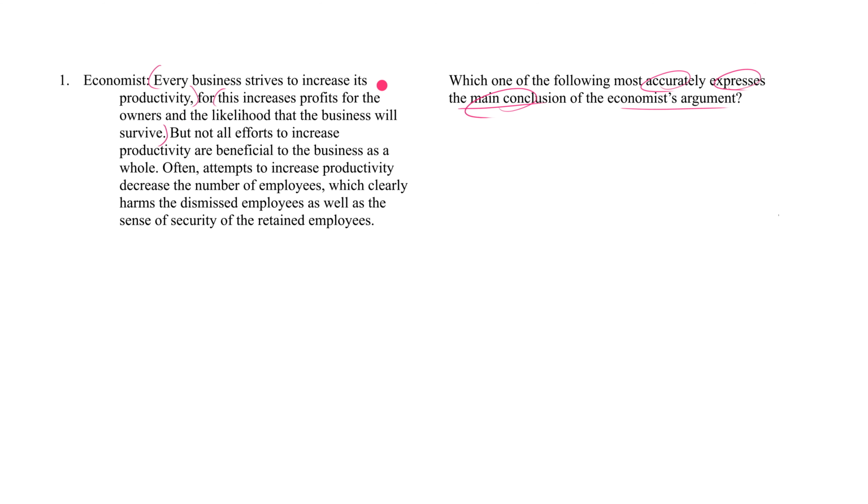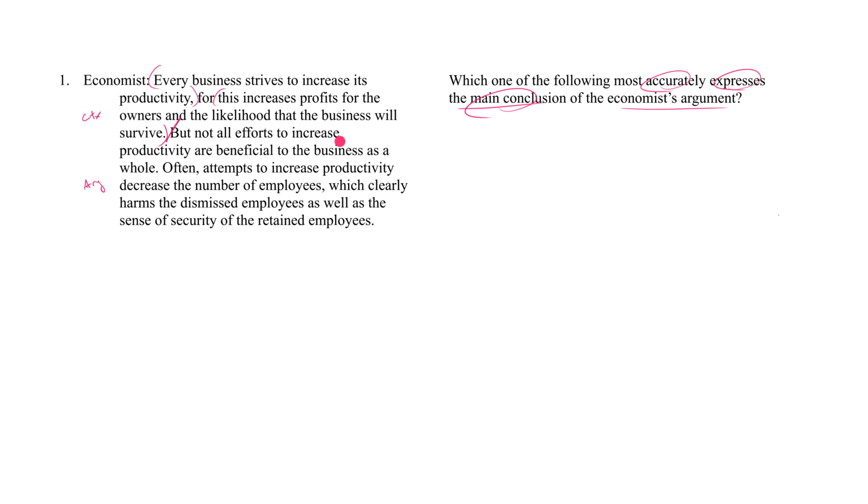Well, yeah, why is that? Why don't they just not increase productivity? Why bother being so busy? Well, the economist tells you why. It's because increasing productivity increases profits for owners and the likelihood that the business will survive. Okay, fine, but apply our rule of thumb. When you encounter the word but or however, just call everything above it context and everything below it argument and see if it works, right? Like I said, it's a rule of thumb, it's not always going to work, but the vast majority of the time it will work.